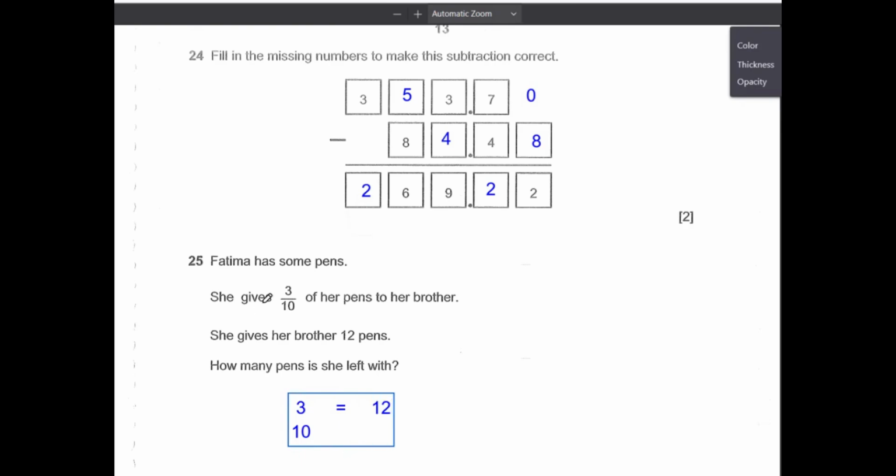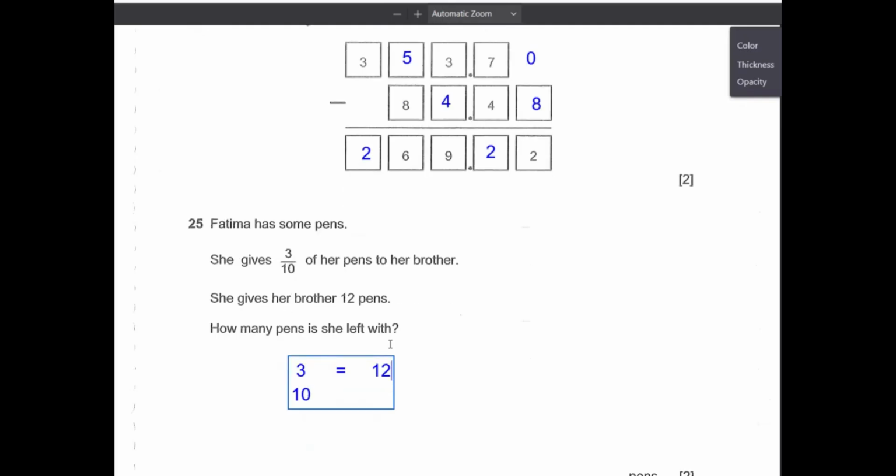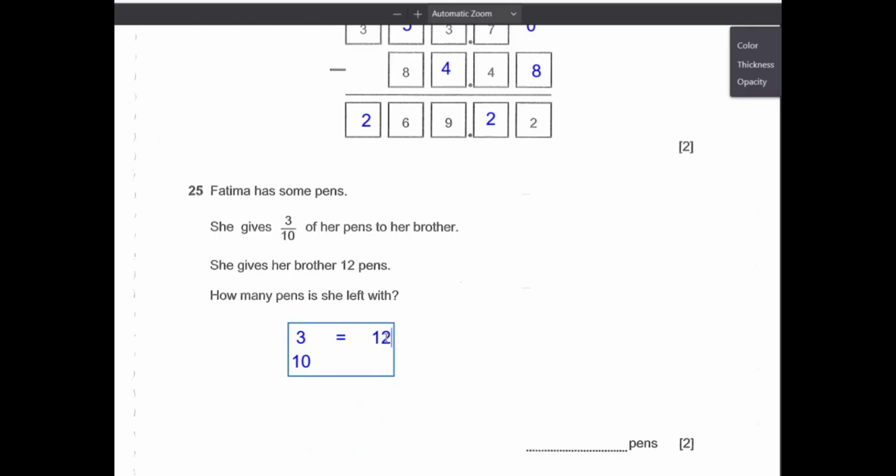We say she gives 3/10 of her pens to her brother. She gives her brother 12 pens. That means 3/10 is equal to 12. So 3/10 of a missing number here is equal to 12. And we know in mathematics, when we say "of", it means multiply.